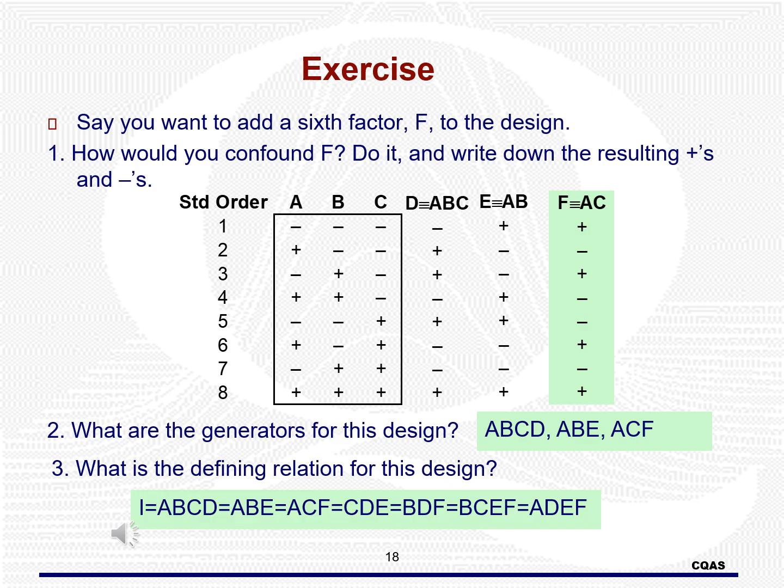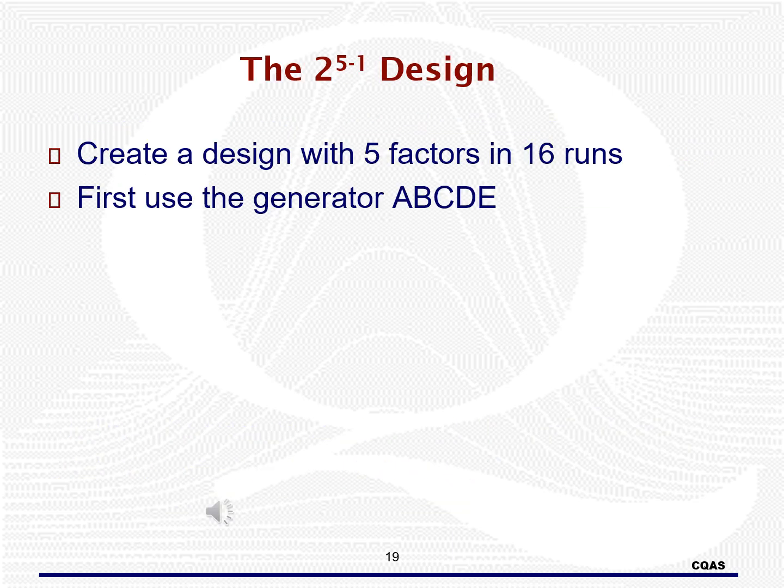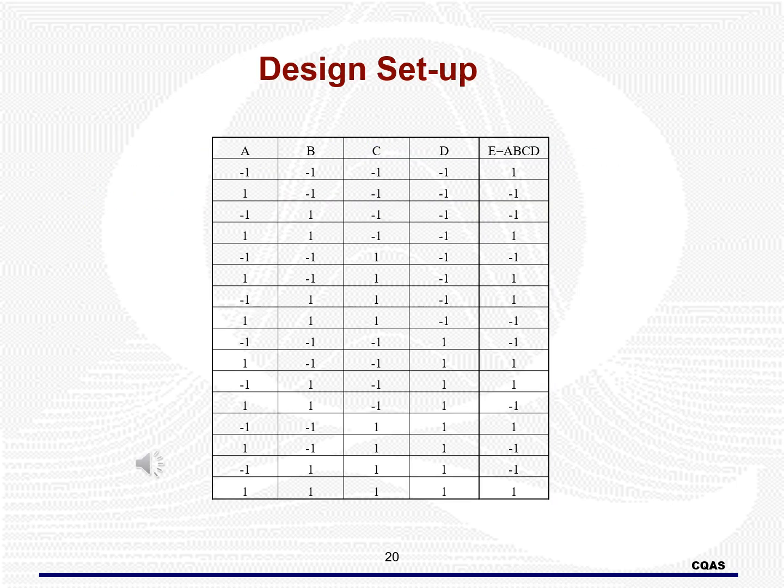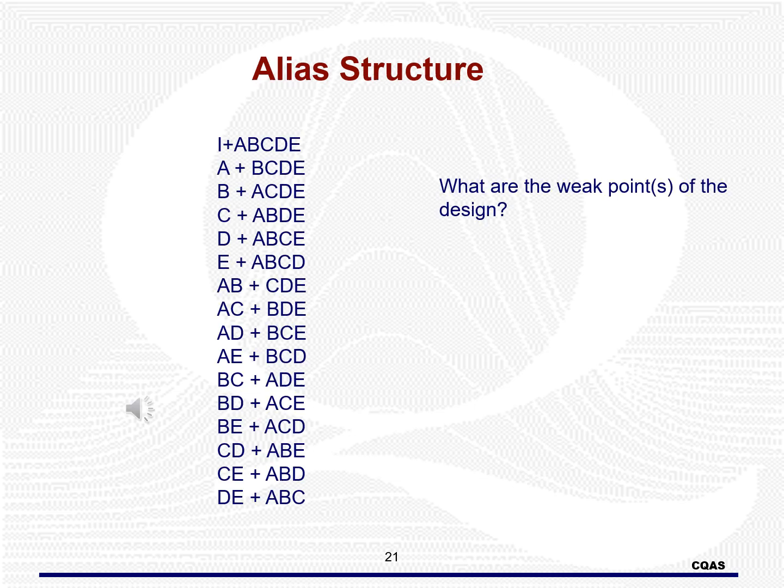Try this exercise. For 5 factors, let's set up a half fraction design. This, of course, is a 2^(5-1) design. Here is the design matrix. Notice that it is a full factorial in 4 factors, then we let E equals ABCD to get the levels for E. Here is the full alias structure for the design.